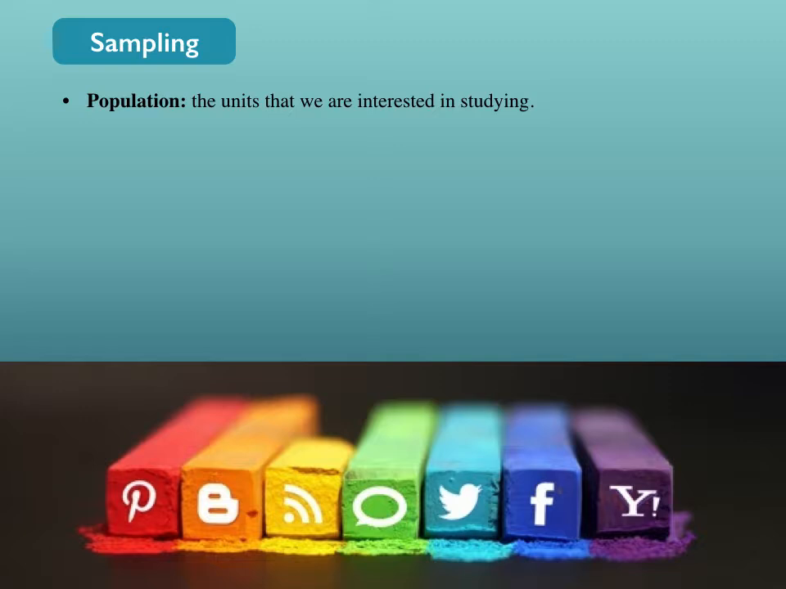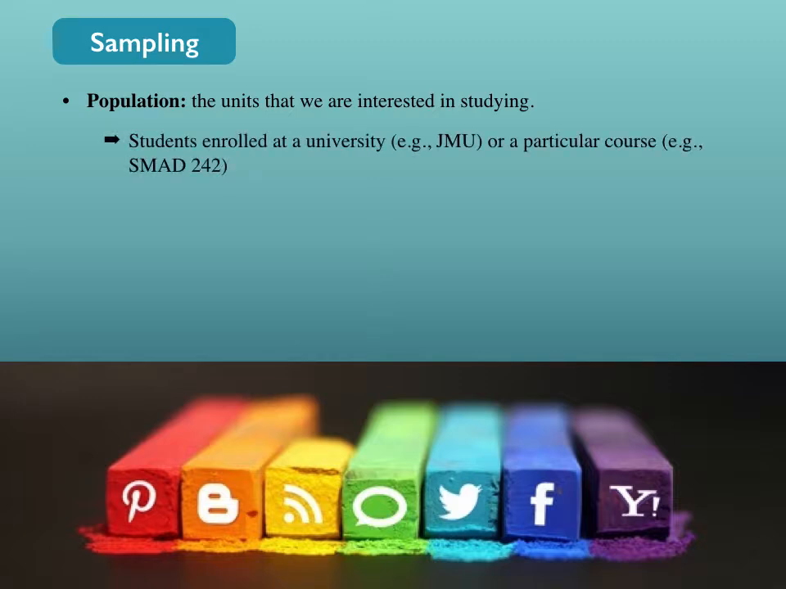Okay, let's talk about sampling. One of the key terms in sampling is population. These are the units that we're interested in studying. So, for example, students enrolled at a university like JMU or a particular course like SMAD 242. This would be our population. So let's go with the students enrolled at a university. We have 20,000 students at JMU, and that is our unit of interest.